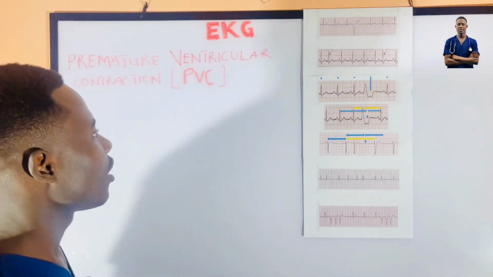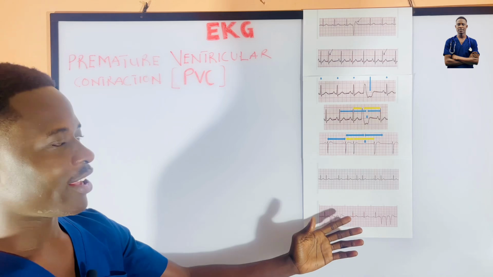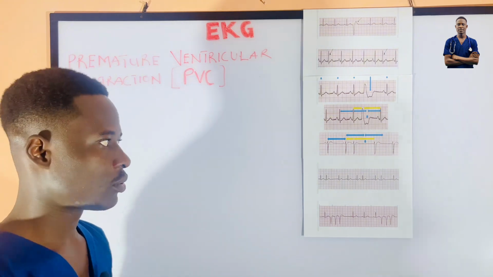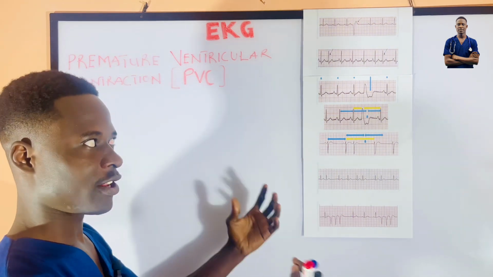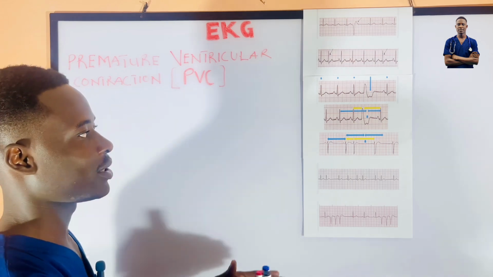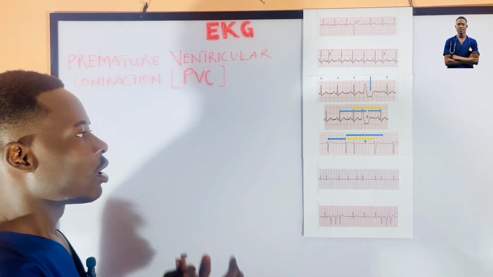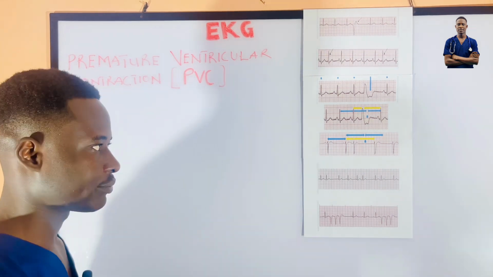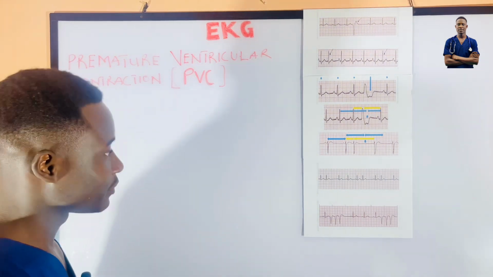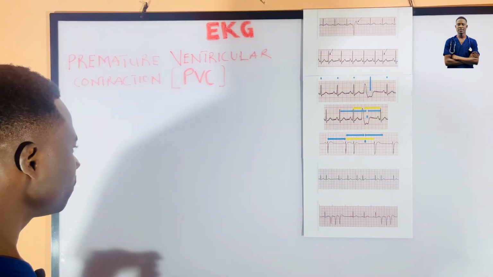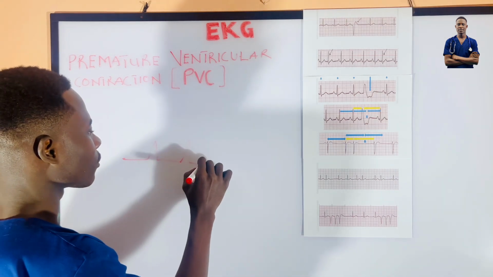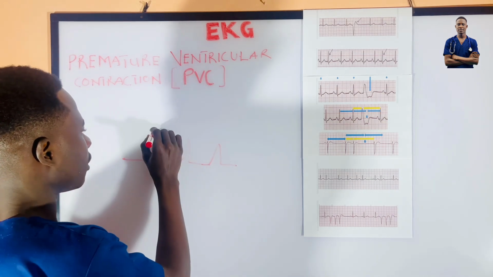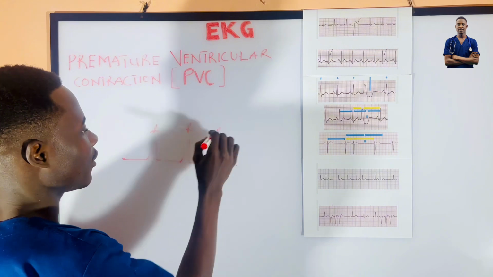Now, we have our graph over here. We're talking about how we can identify the PVC. From our previous video, we know how to label the graph and everything. Today, we'll go into it straightforward without wasting much time. Now, the PVC, first we check the RR intervals. The RR intervals, we know, we have our R intervals over here.